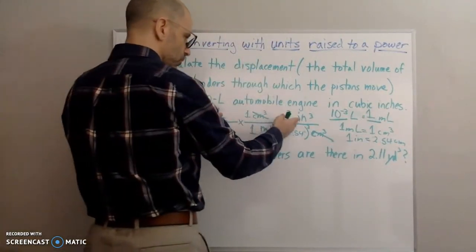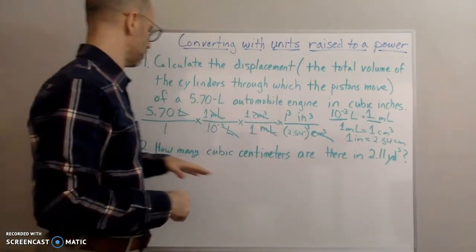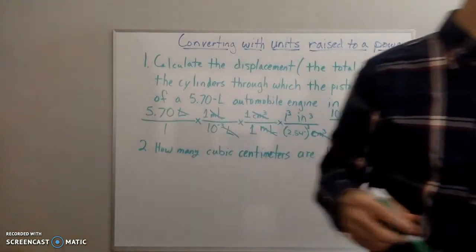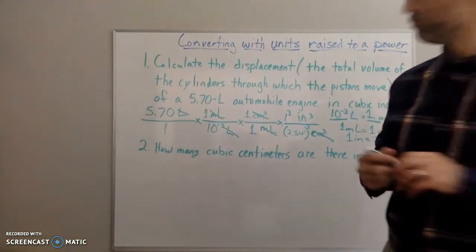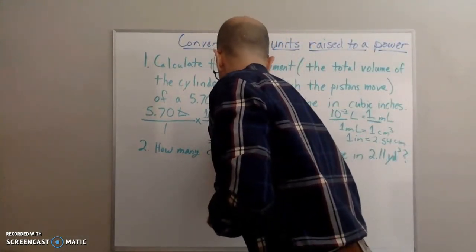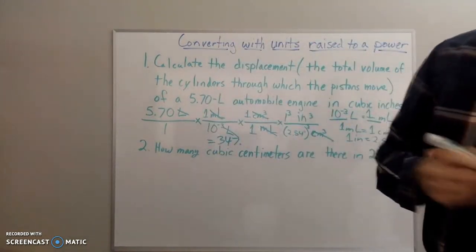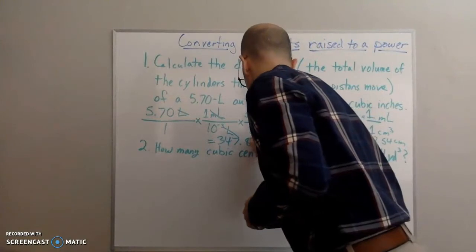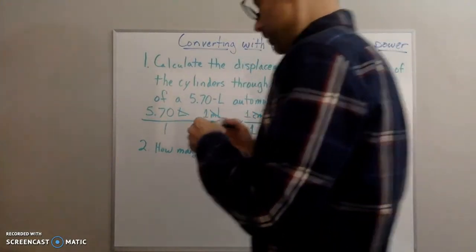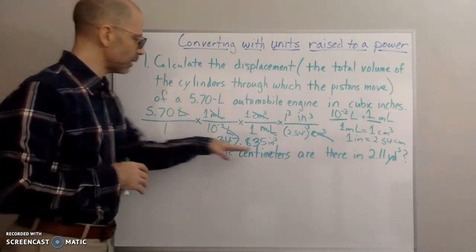So now I have everything. So now all I do is I multiply across the top. I divide by the bottom. And then that answer is going to come to 347.835 inches cubed. Now, once again, I can't keep all of these numbers.